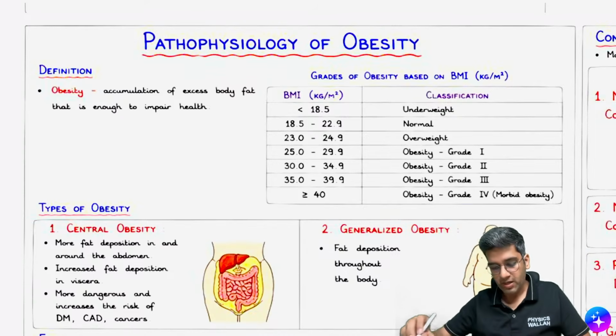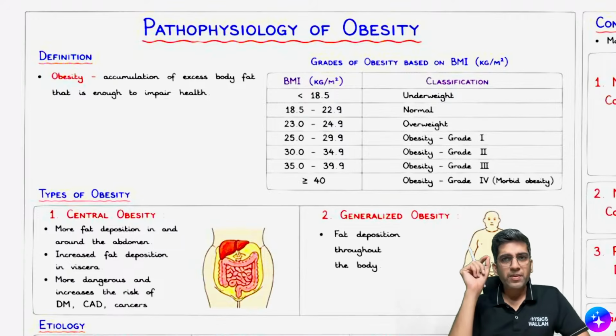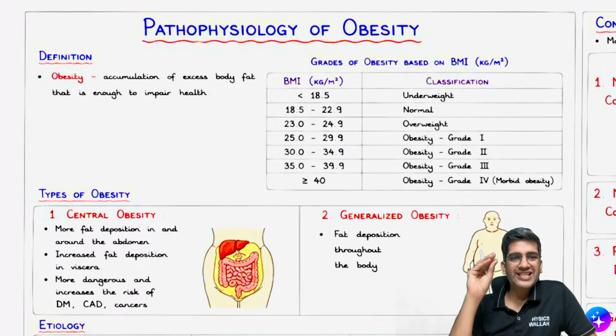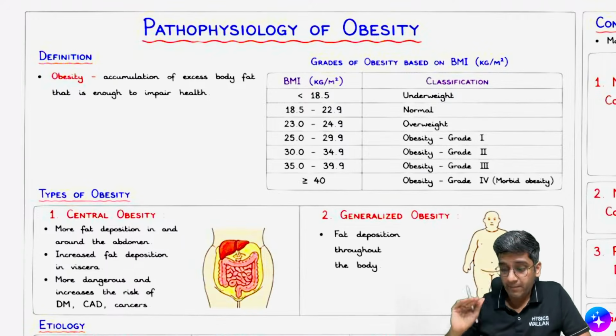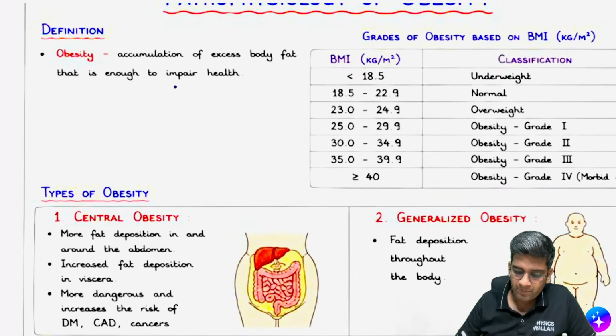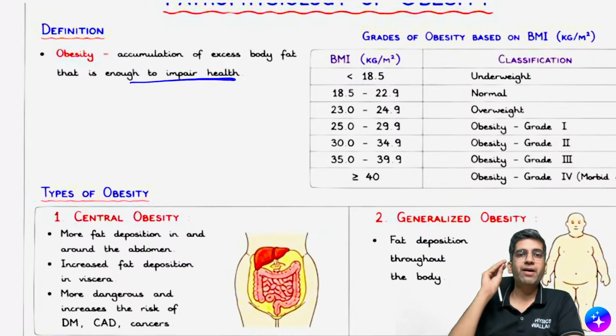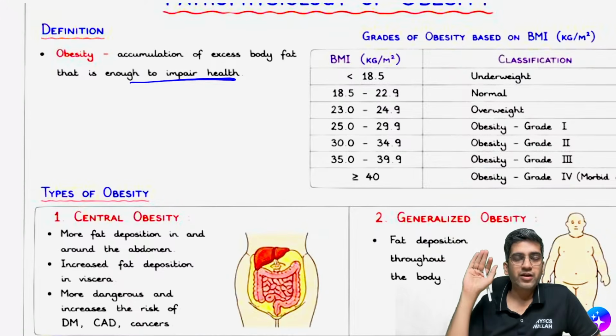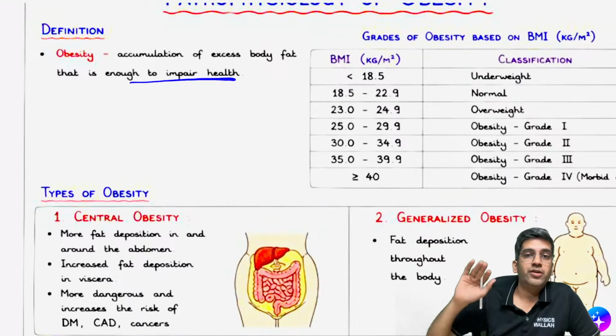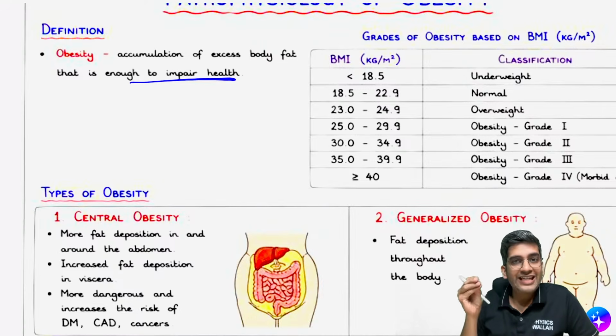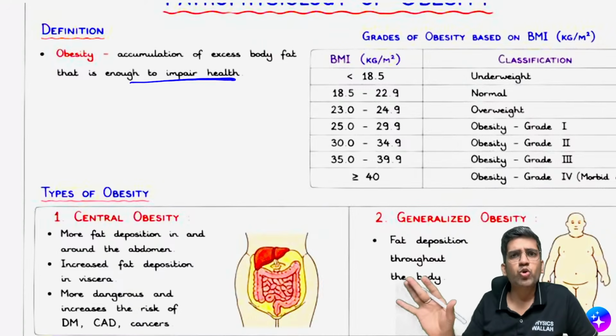Okay, perfect. Now, obesity is nothing but an accumulation of excess body fat that is enough to impair health. Generally, people think that if you have excess fat, you're obese. No, it should impair the health in some way or the other. It's not that it should cause stroke. Having a knee pain because of overweight is also obesity.